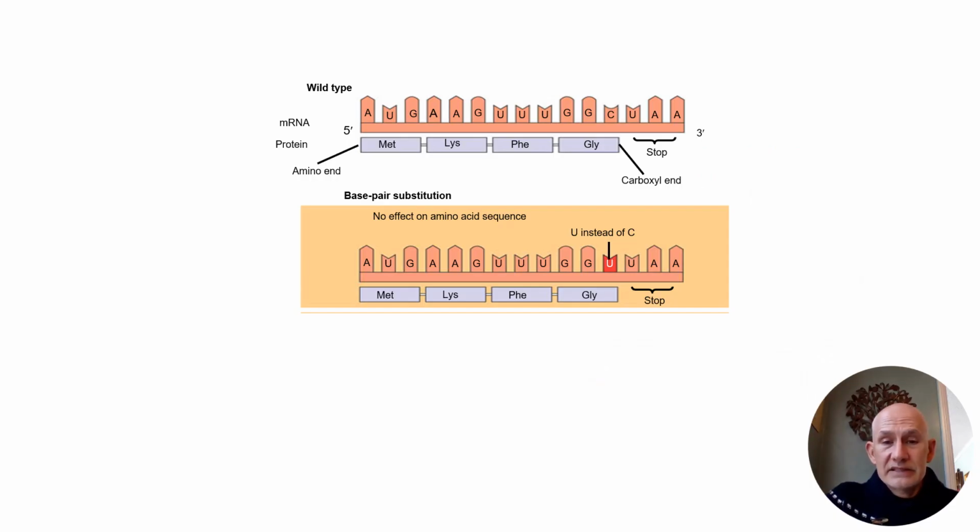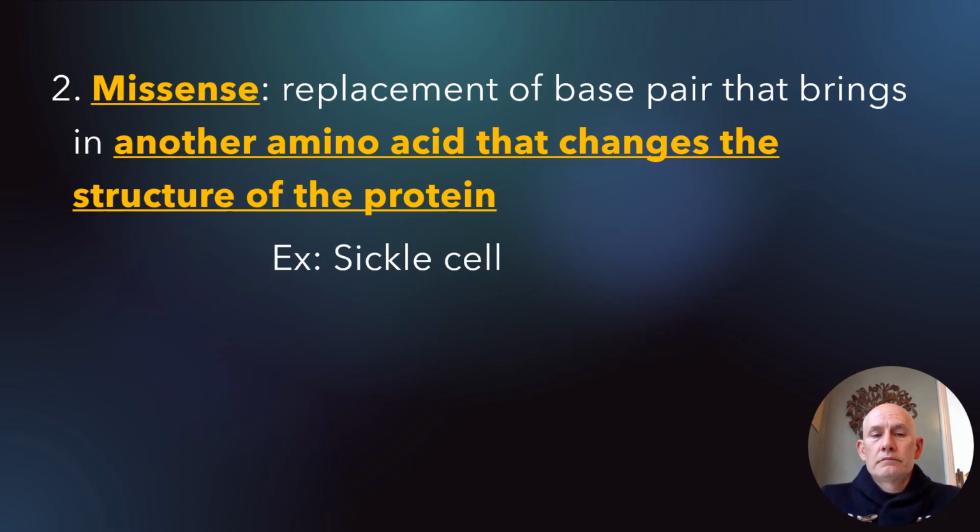The next is going to be so here's our wild type. Here's our mutant type, both bringing in glycine. No problems. Okay, so missense mutations, again, this is sickle cell anemia. So this is where the DNA mutation causes a different amino acid to come in. And that probably will cause an issue, but it might not.